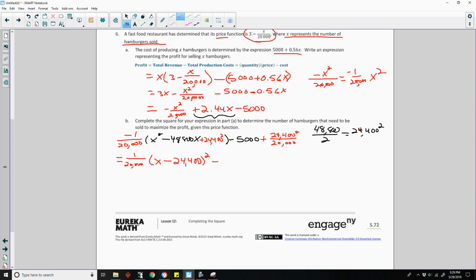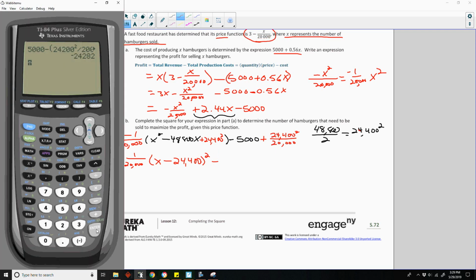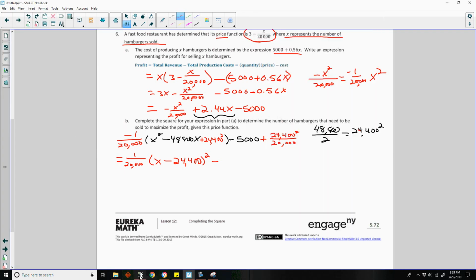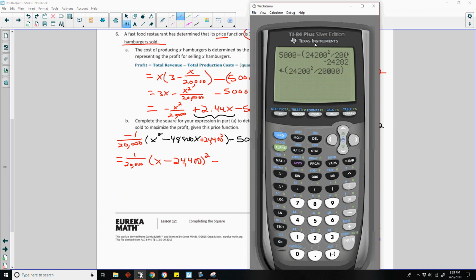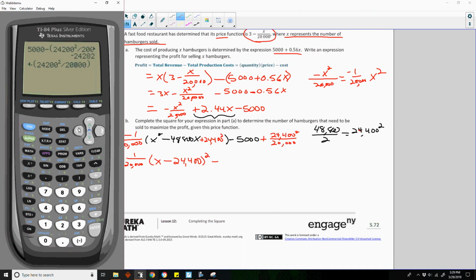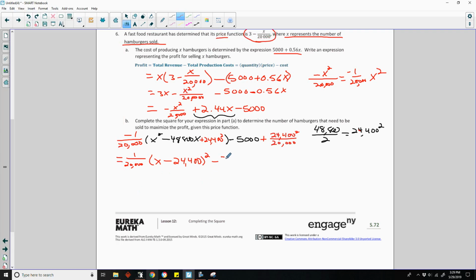and now I just need to go back in my calculator and do second enter, and then go back to that 24,200, and change this to a 4 and hit enter. And it's negative 24,768. Okay, so there is completing the square of this equation.